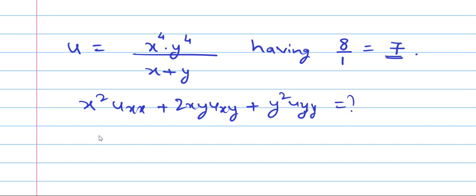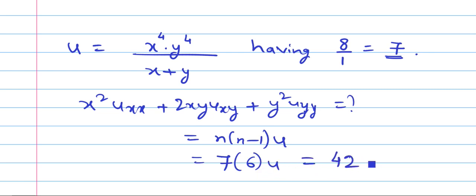By Euler's theorem, this is nothing but n minus 1 into u. The n value is 7, so 7 minus 1 is 6, and it becomes 42u. The answer for this question is 42u. So please remember this formula: for the first derivative it is n u, and for the second derivative it is n minus 1 u.